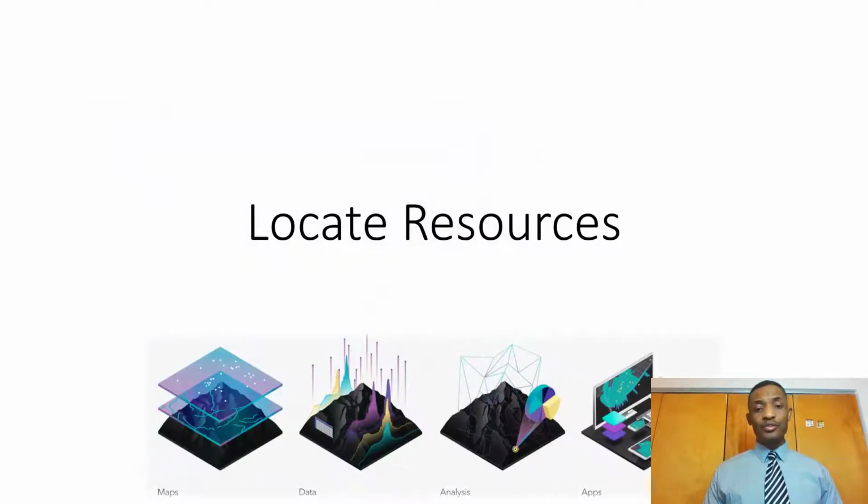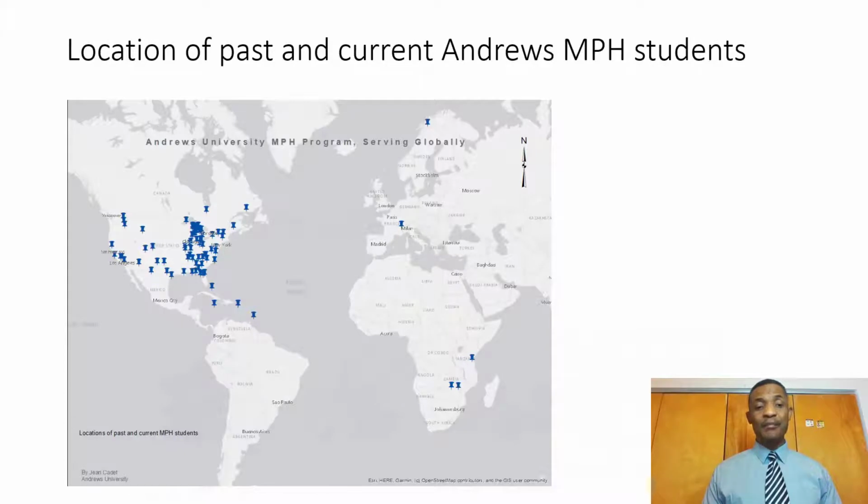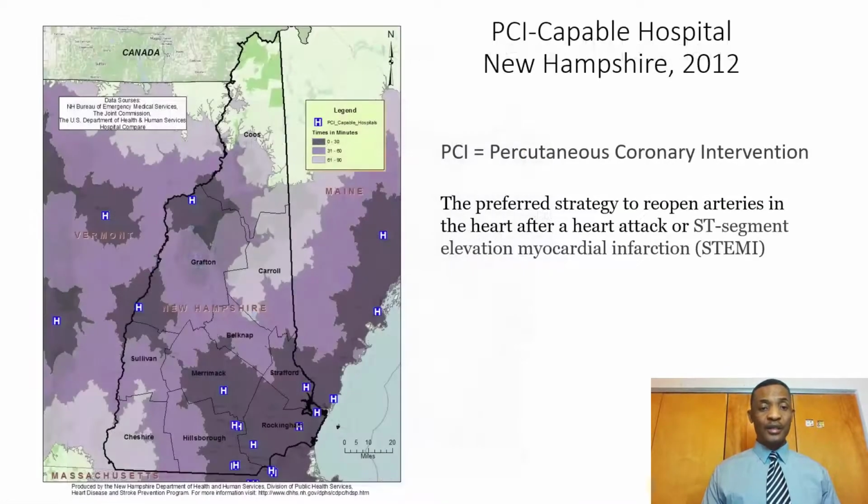We are able also to locate resources using ArcGIS. For example, in this map, we could see Andrews MPH students who have been trained over the years, where they are located. So past and current students all around in the United States, and some in Africa, some in Europe. So that allows us to see where our resources are located.